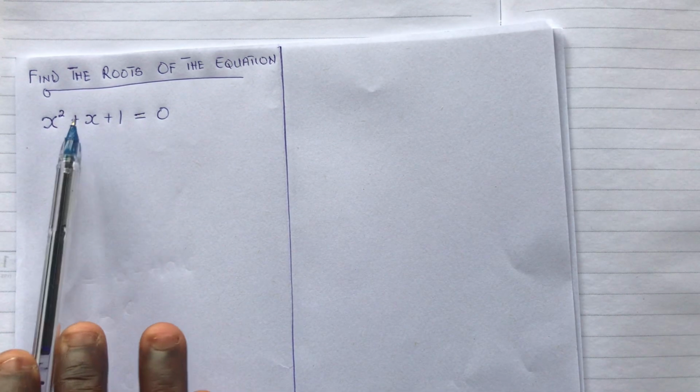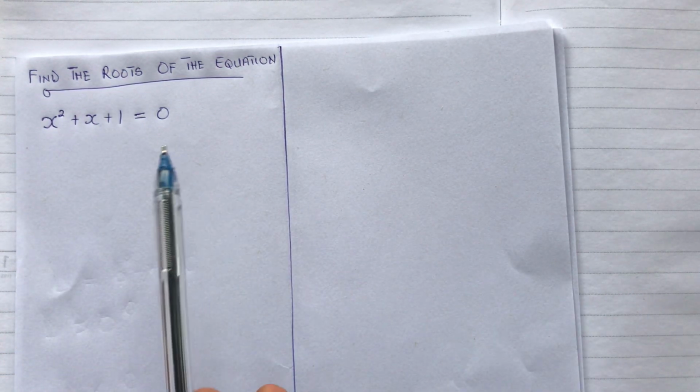Before we can identify whether the roots of the quadratic equation given to us will be real or imaginary or probably complex, it is very important that we understand what we call the discriminant. I will explain this in just a few minutes.